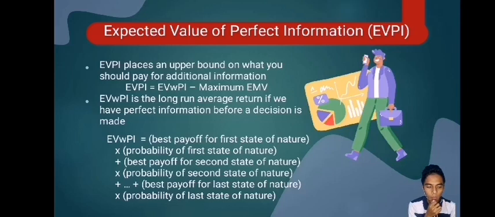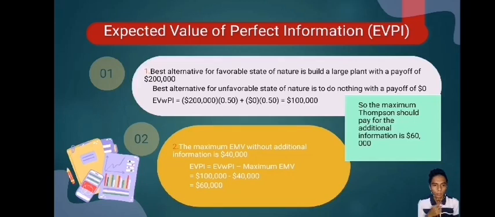But before we can solve the expected value of perfect information, we first need to get the expected value with perfect information. The formula of expected value with perfect information is equal to the best payoff for the first state of nature times the probability of the first state of nature, plus the best payoff for the second state of nature times the probability of the second state of nature, plus the best payoff for the last state of nature times the probability of the last state of nature. So let's apply the given formula.